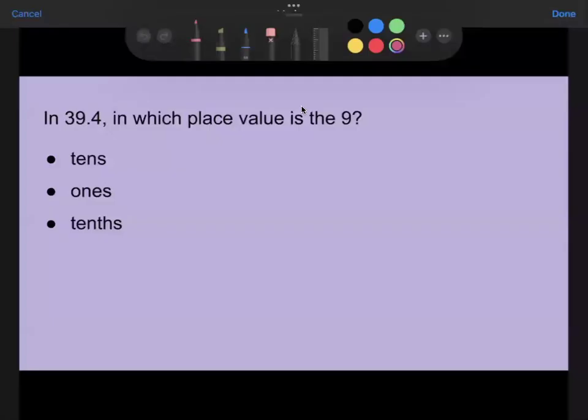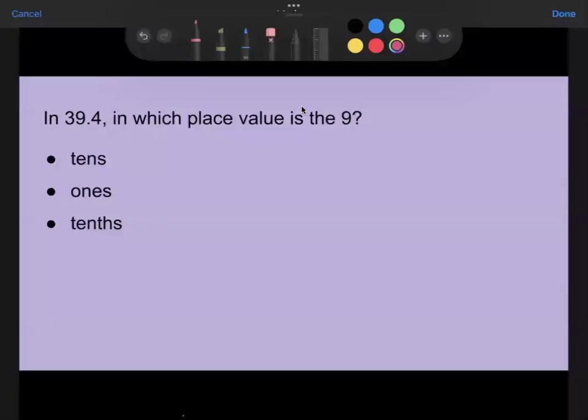Okay, here's our first example. In the number 39.4, which place value is the 9 in? What will help us answer this question is if we use a mini place value chart. And this will give us a good opportunity to talk about the different place values.